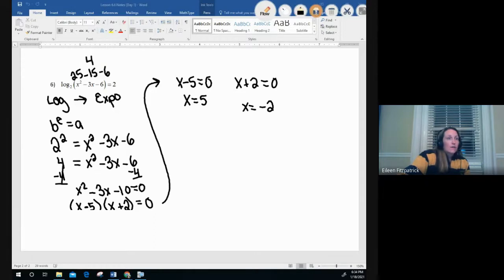And then if I'm going to check negative 2, so plugging negative 2 in, negative 2 squared is 4. Negative 3 times negative 2 is a positive 6 minus 6. So 4 plus 6 is 10. 10 minus 6 is 4. So that works as well. You get the same evaluation. Log base 2 of 4 equals 2. Or in other words, 2 squared equals 4. Okay, so they both work.